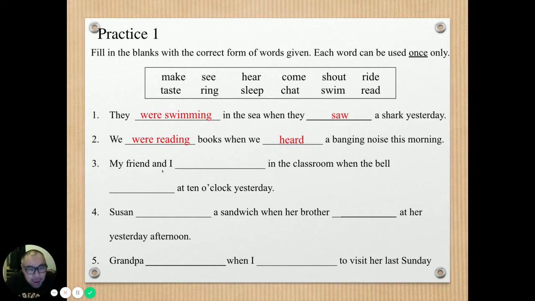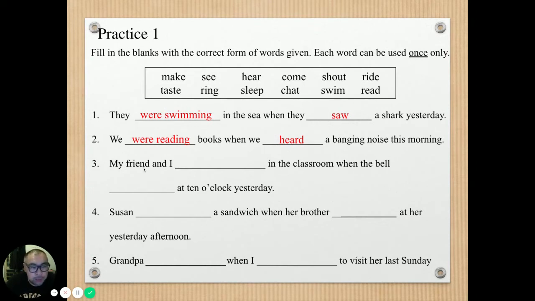My friend and I, blank, in the classroom when the bell, blank, at 10 o'clock yesterday. So what do you do with your friend usually in the classroom when there's no lesson? Well done, chats. Now remember, when we do the ing form of that, what do we add? How do we spell that? Well done, chatting. What do we use? Was or were?